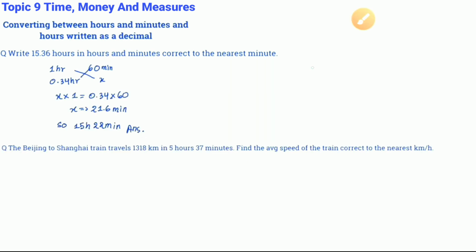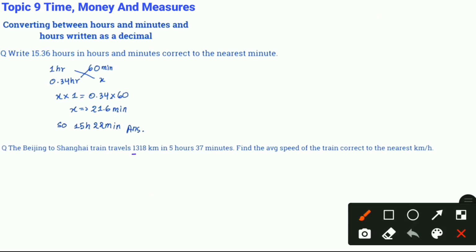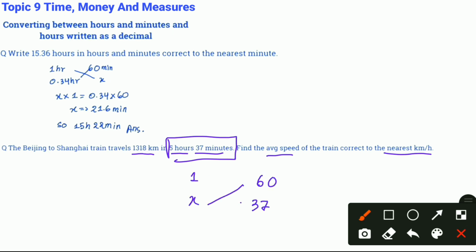A Beijing to Shanghai train travels 1,318 km in 5 hours and 37 minutes. Find the average speed of the train correct to the nearest kilometer per hour. First of all, we're going to convert the time into hours. So converting 37 minutes into hours. In 1 hour there are 60 minutes, so we cross multiply, and x is equal to 37 upon 60. Using a calculator, I will get 0.62 hours.